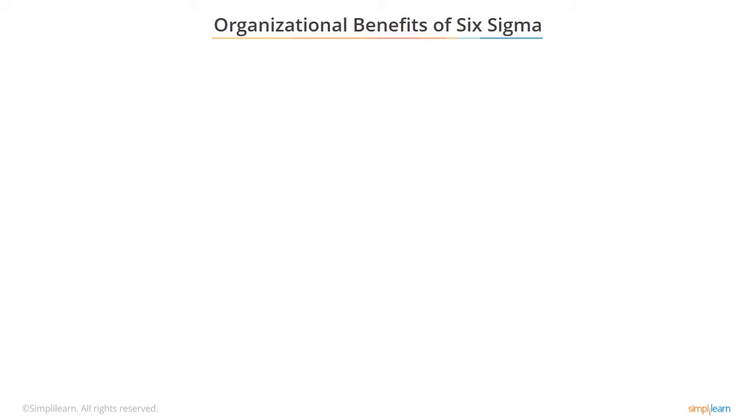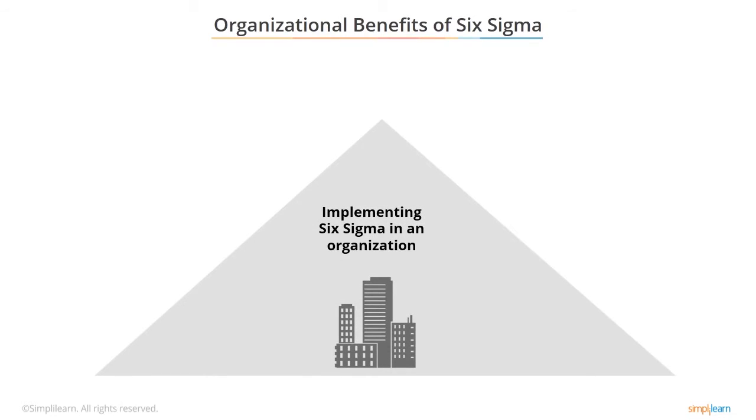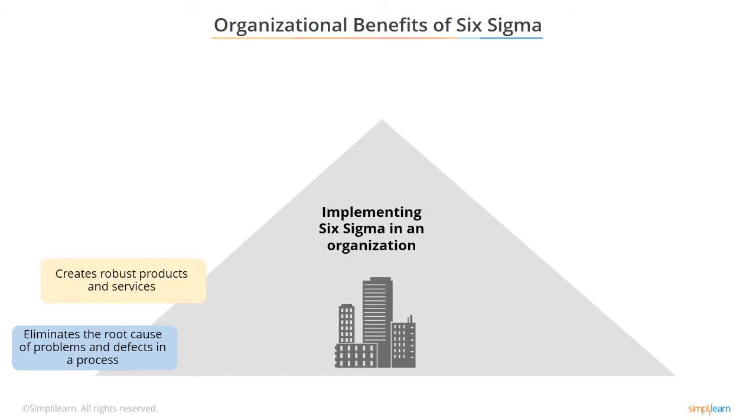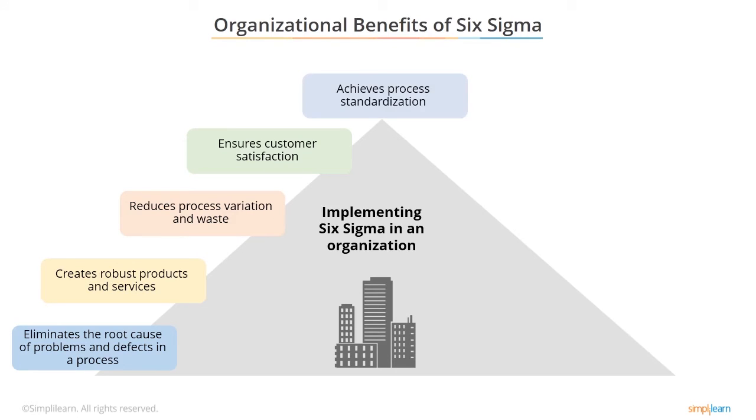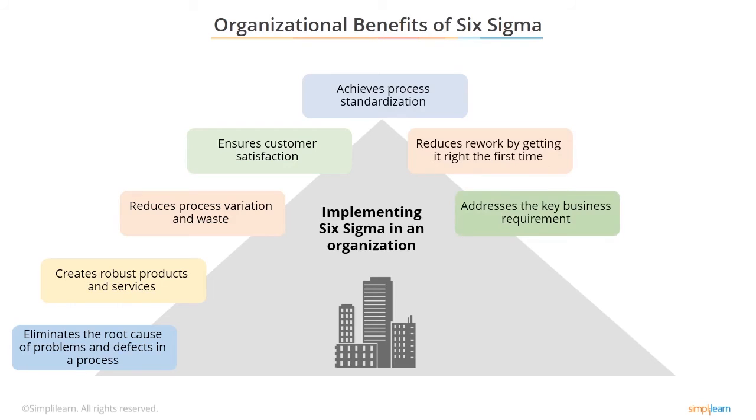Following are the benefits of implementing Six Sigma in an organization. It eliminates the root cause of problems and defects in a process, creates robust products and services, reduces process variation and waste, ensures customer satisfaction, achieves process standardization, reduces rework by getting it right the first time, addresses key business requirements, helps gain competitive advantage, and helps achieve organizational goals.